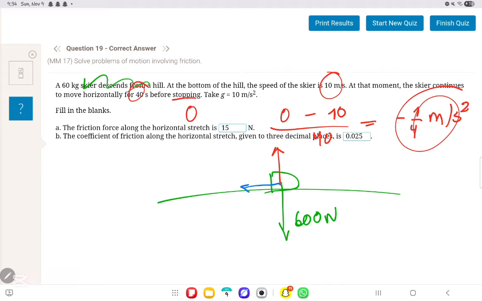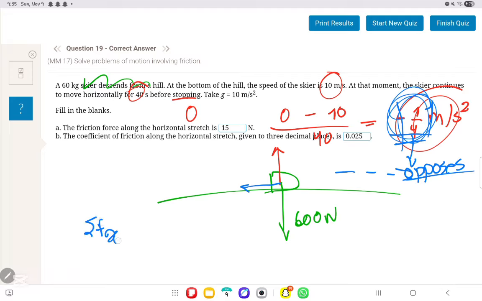So what is the value of my friction force? It's negative because the friction will oppose the direction of motion. If it's moving like this, then the friction is going to go in the opposite direction, so that's why it's going to be negative. But we don't take it negative, we take it in absolute value.